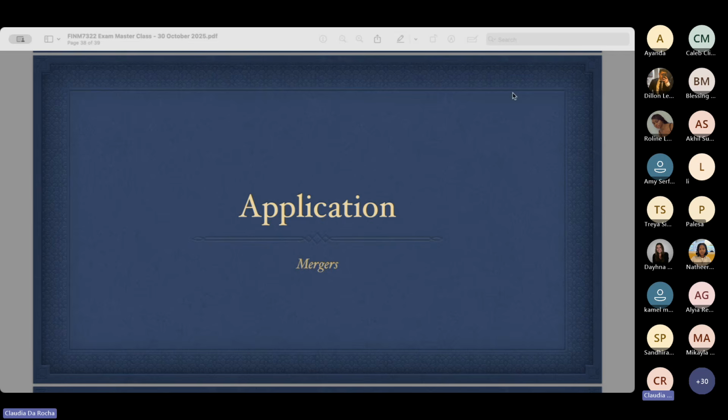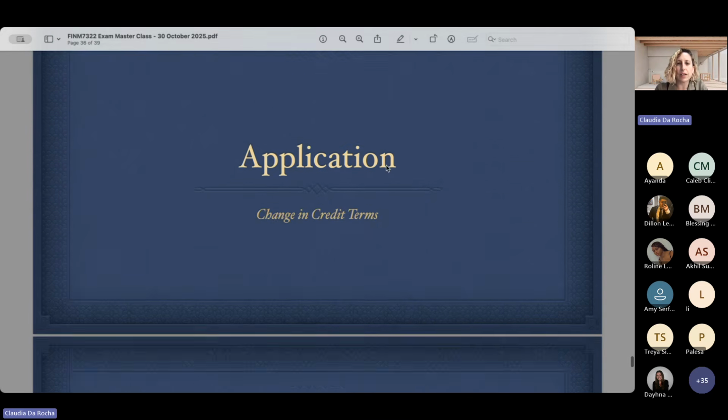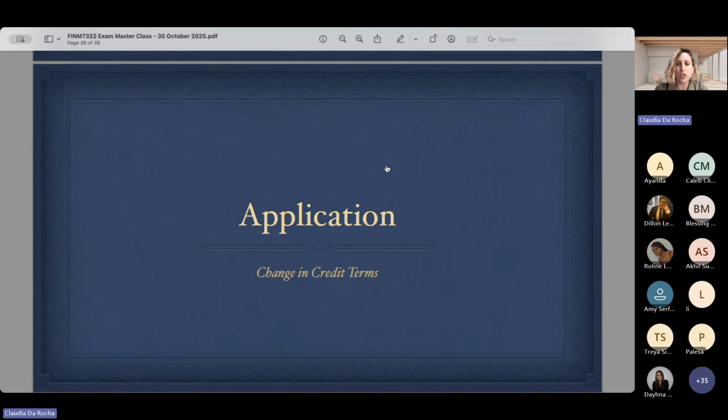Okay, everyone, we're going to continue now. All right, so we're going to go into our first application question, being change in credit terms. We'll just stop sharing my screen for now, and I'll bring up the question as well as somewhere for us to go through and work through the question.